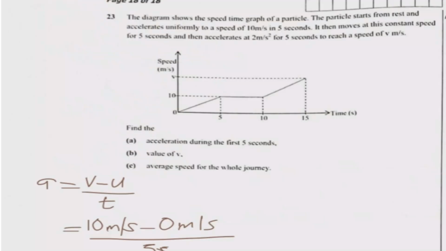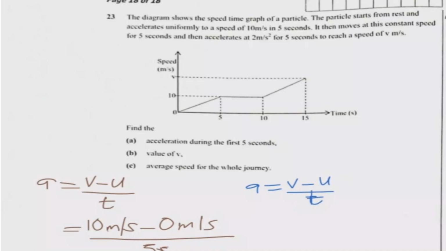Okay, so we come to (b), find the value of v. To find v, we want the final velocity, so we use the same formula we used for acceleration: acceleration is equal to final velocity minus initial velocity over time. We are told it then accelerates at 2 meters per second squared for 5 seconds to reach a speed of v, so the time is 5 seconds.